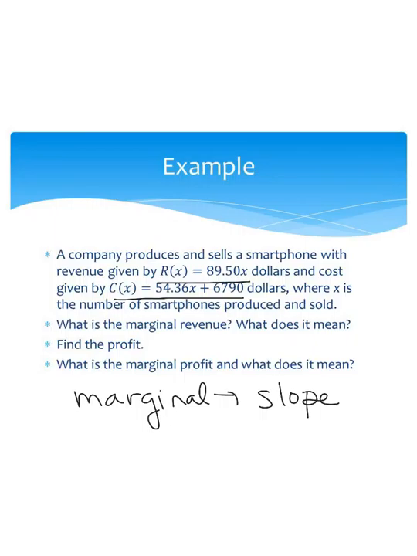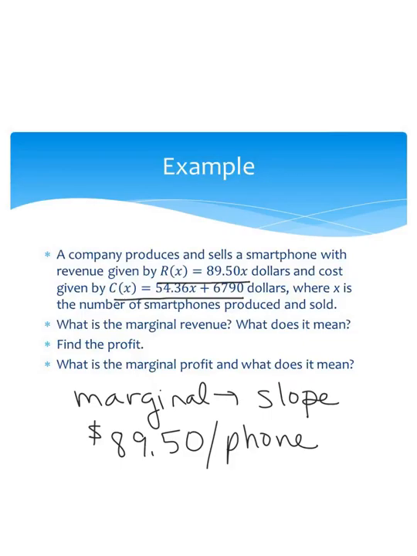So for the marginal revenue, we're going to come up here to the revenue function, and it is 89.50. So that means $89.50 per phone is made.